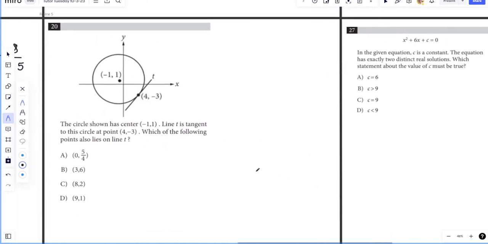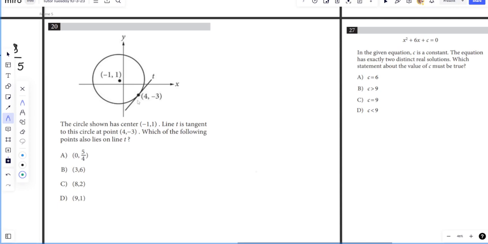20 is another interesting one. The circle shown has center -1, 1. Line T is tangent to this circle at point 4, 3. Which of the following points also lies on line T? Interesting. What are you guys thinking?